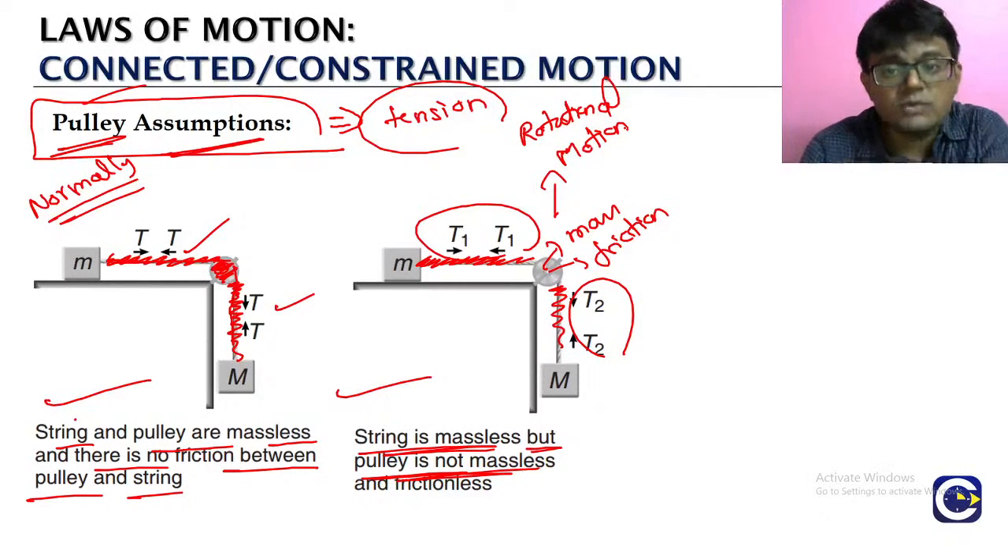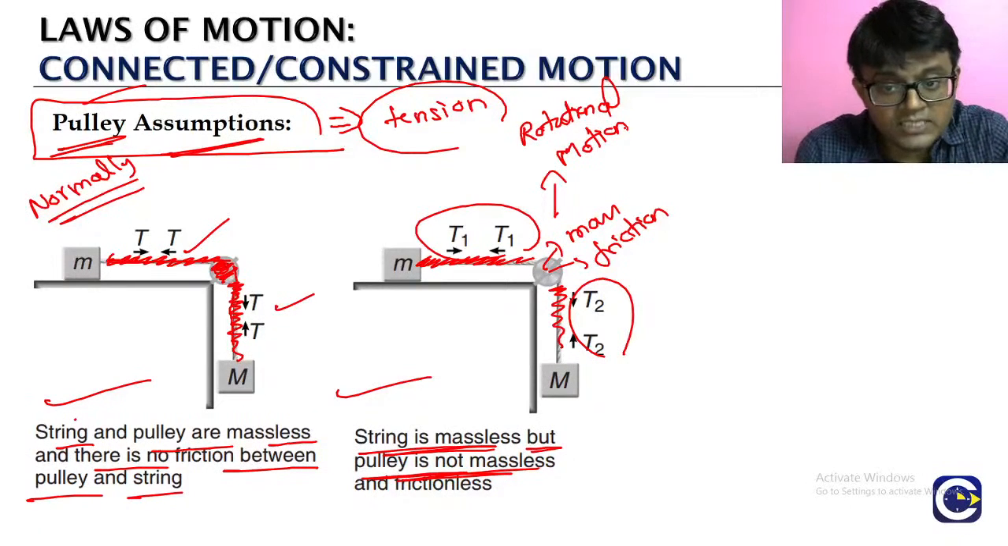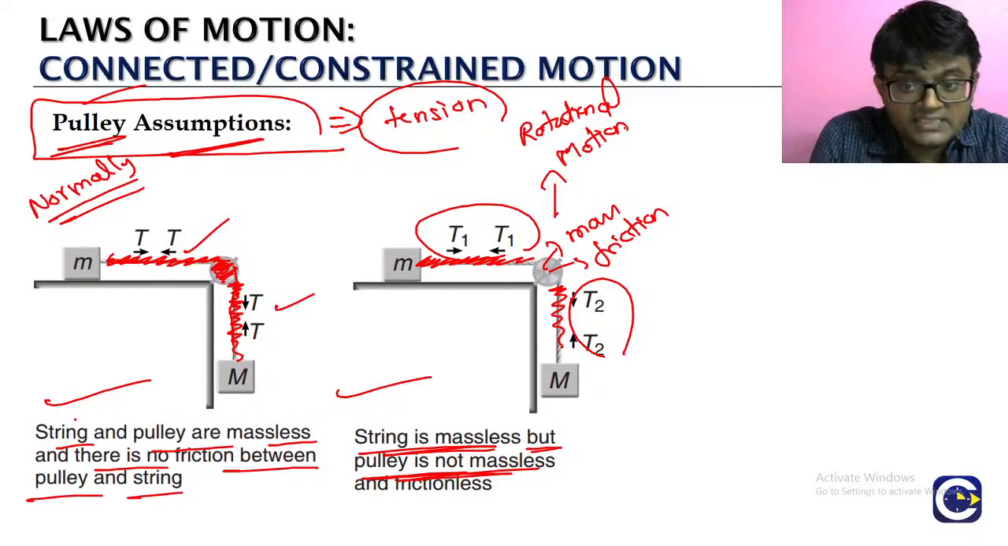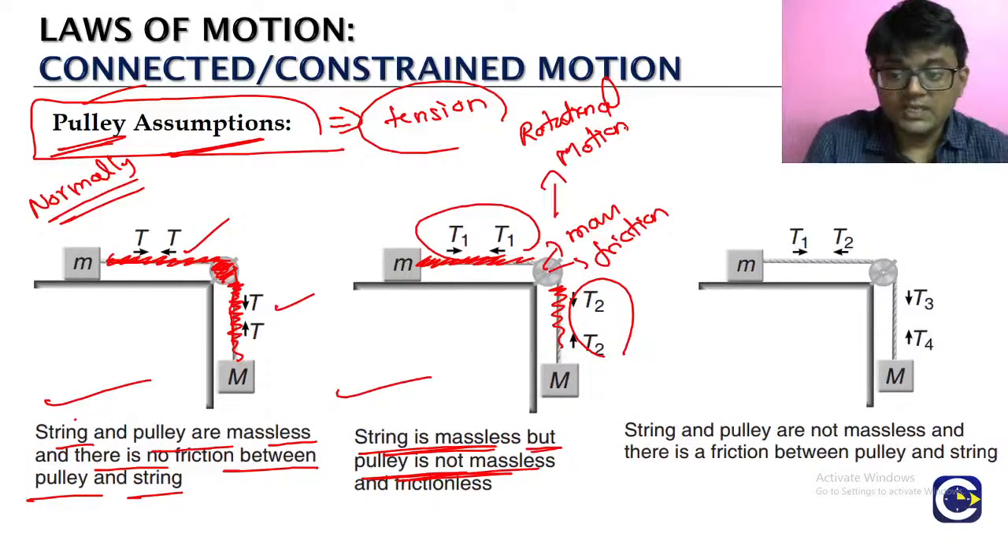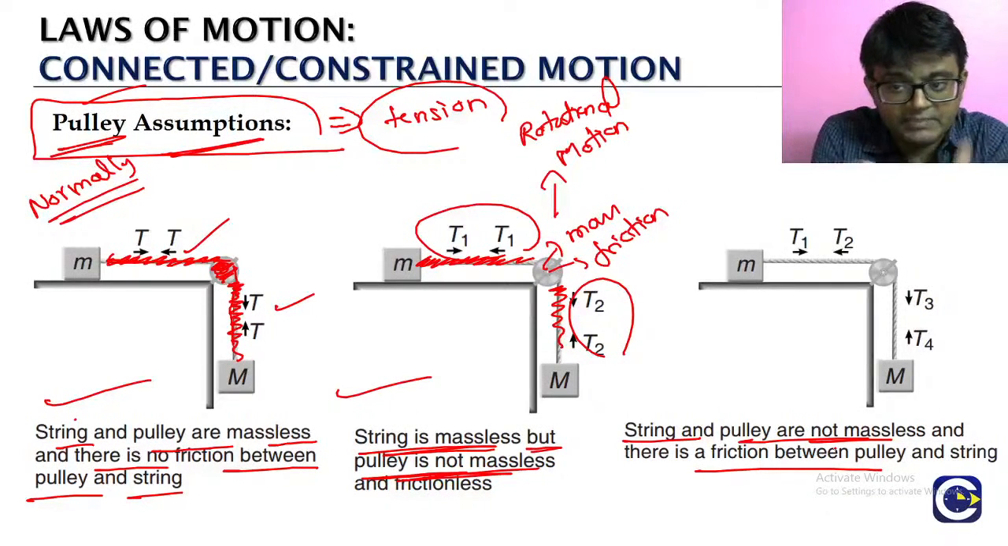போக போக you will be able to see how the assumptions can be understood by using the concepts of either the Newton's laws or the concepts in rotational motion. ஓகேவா? So இன்னொரு கேஸ் என்ன தெரியுமா, this is the final ultimate. String is also having a mass. Pulley is not massless and is having a friction between the pulley and the string.